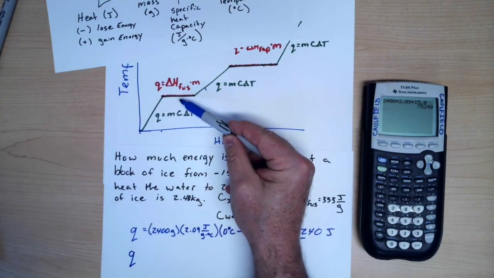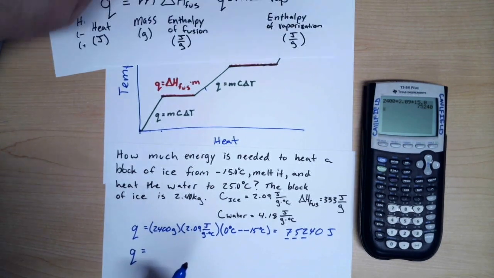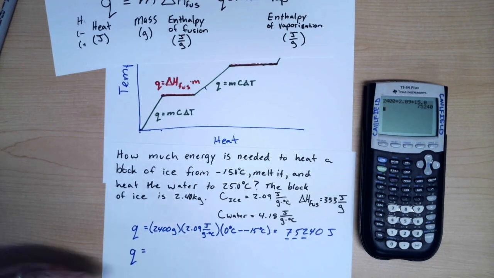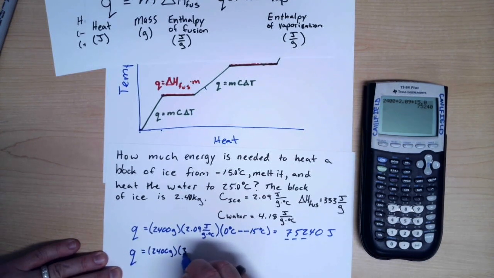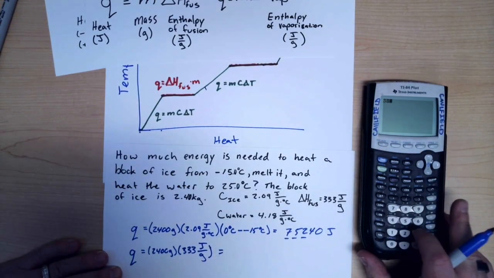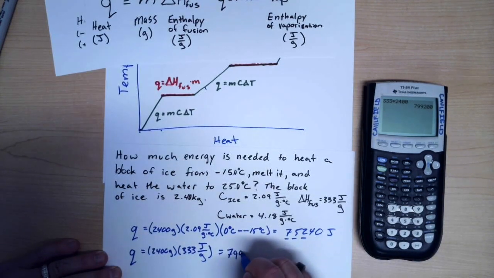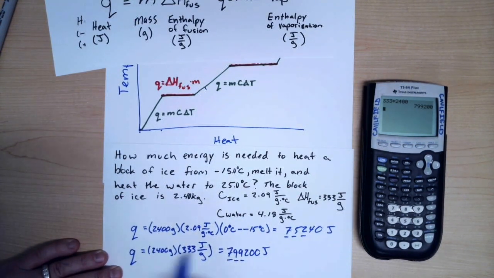Okay, my second Q. This is going to be this spot right up here. So now I'm looking at the phase change. I'm going to do my mass first, in grams, and then multiply by the enthalpy of fusion. So this is going to be 2,400 grams multiplied by 333 joules per gram. 333 times 2,400 gives 799,200, and that's also 3 sig figs.